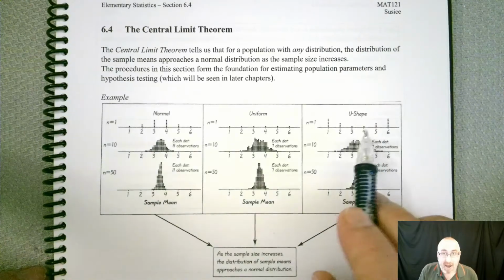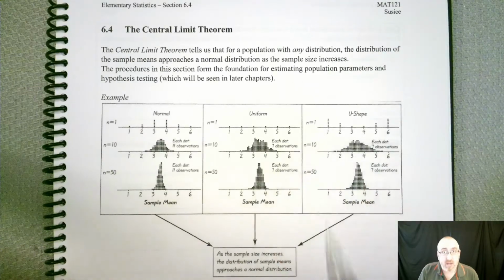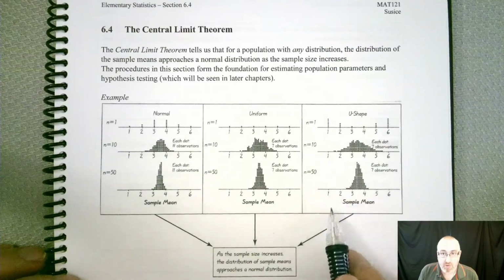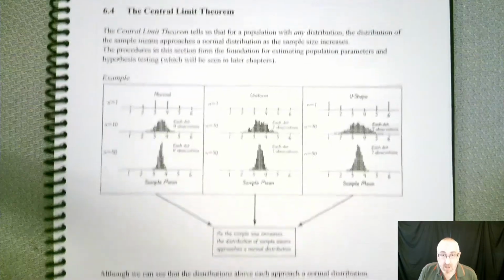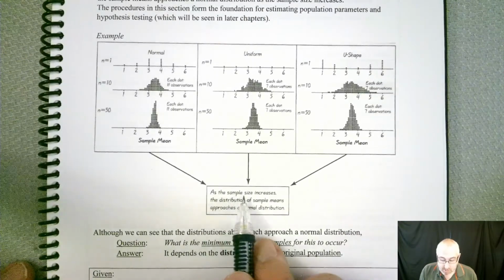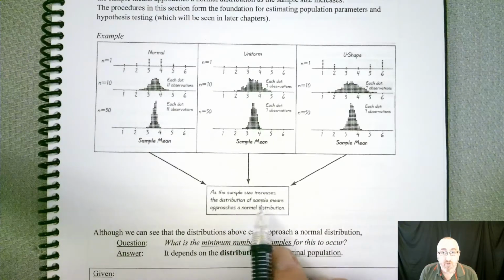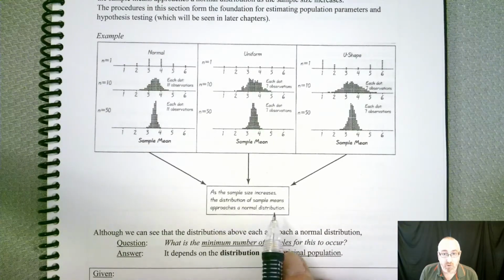It doesn't matter what that original distribution looks like. Eventually, as n gets large enough, it's going to form that normal distribution shape. So that's the conclusion we can make here. As the sample size increases, as n gets large enough, the distribution of sample means approaches a normal distribution.